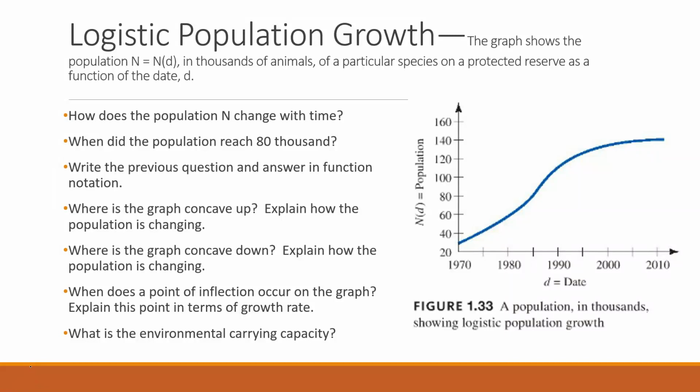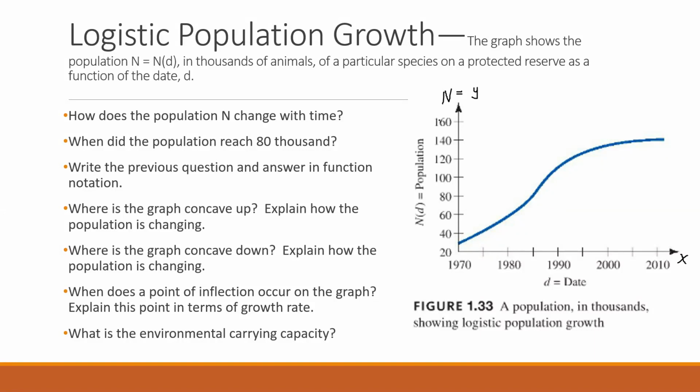This graph shows the population N equal to N of D in thousands of animals of a particular species on a protected reserve as a function of the date D. So when I look at this first question, how does it change with time? Well, time is the date, so that is the x-axis, the horizontal axis down here at the bottom of the graph. And how does N? Well, N is the population, the number of animals, and so this axis is our N, or our population, which is also what we would remember as the y-axis.